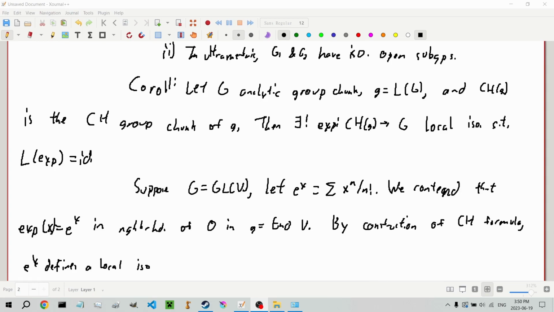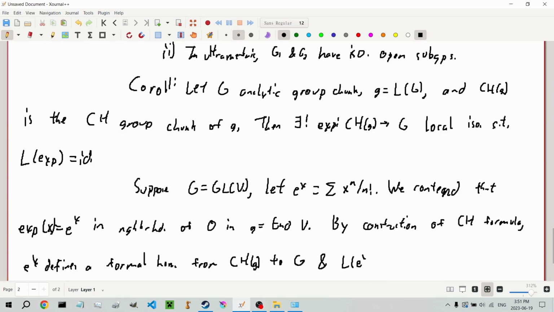So, by our local construction, e^x defines a formal homomorphism, a local isomorphism, from the Campbell-Hausdorff group chunk of 𝔤 to our base Lie group, and we have that L of e^x is the identity. So exp of x is e^x by uniqueness.